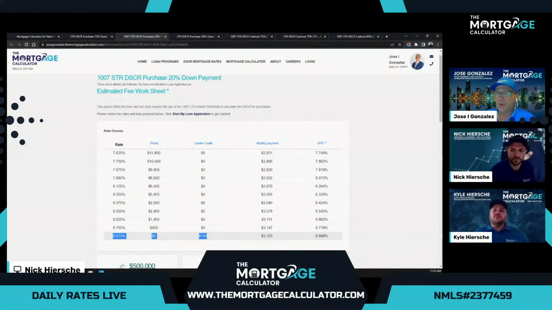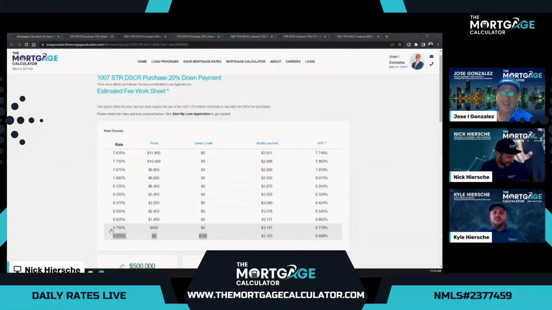8.875%. So I'll put this into perspective. Even a little credit there. That's amazing. Yes, $100 actually, 8.875. I'm sorry, I missed $100. I'm so used to not seeing lender credits. I totally missed it. I was looking at the zero on the points, but there is a whole Ben Franklin right there for you at 8.875% interest rate, right?